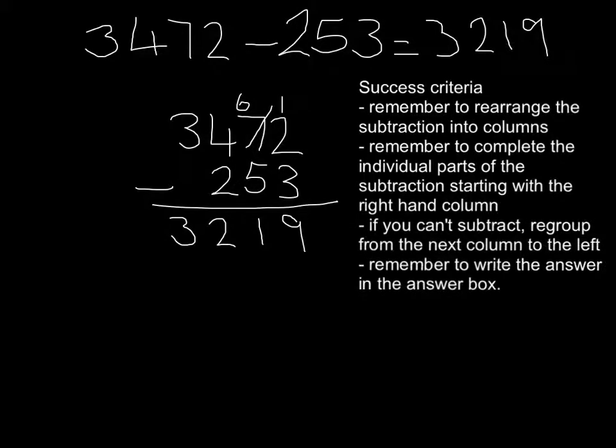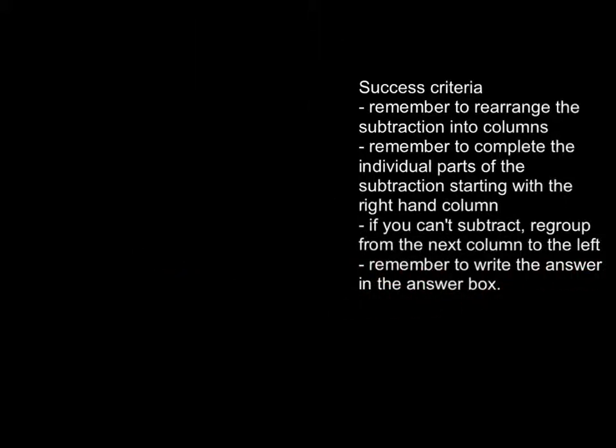So, to go over this again with the success criteria, remember to rearrange the subtraction into columns. Remember to complete the individual parts of the subtraction starting with the right-hand column. If you can't subtract, regroup from the next column to the left. Remember to write the answer in the answer box. So, let's work through another example.